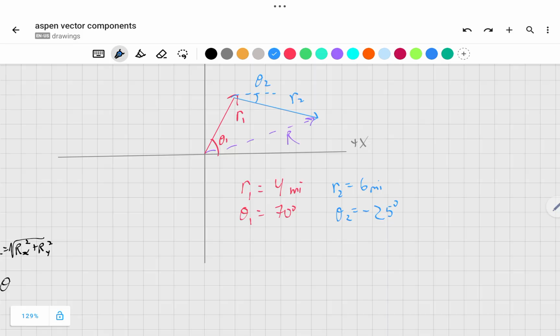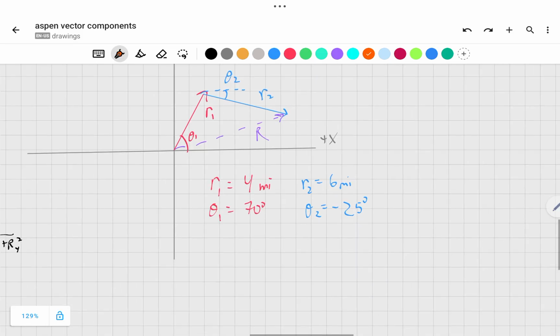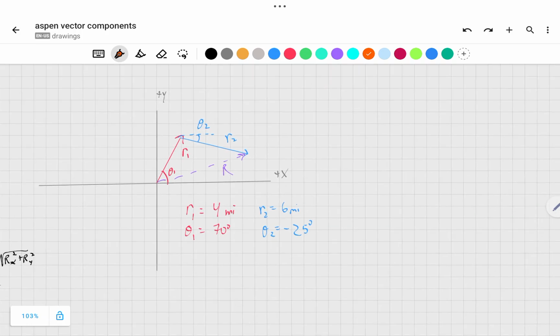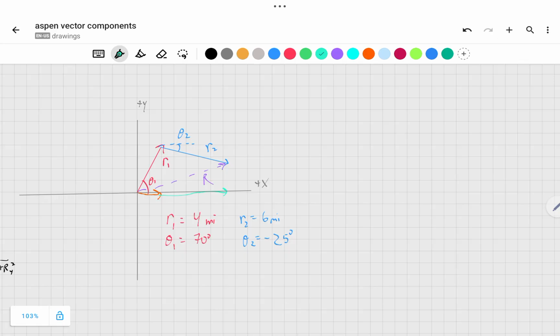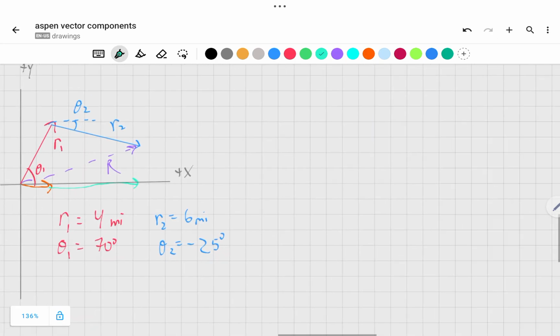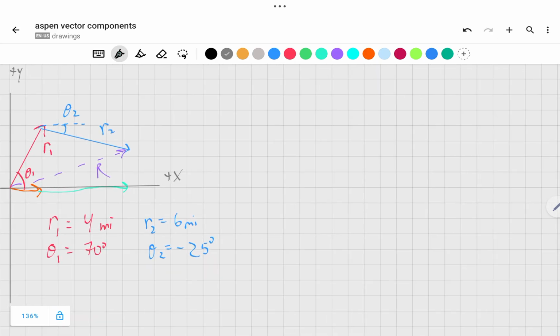So what I'm going to do is I'm going to split this up into x and y components. I want to find out what my x's are so I can add them up. The way that we do this is we don't use this picture anymore. This is just to show us what we think is going on. Now what I'm going to do is I'm going to make basically a new picture for each of my vectors.